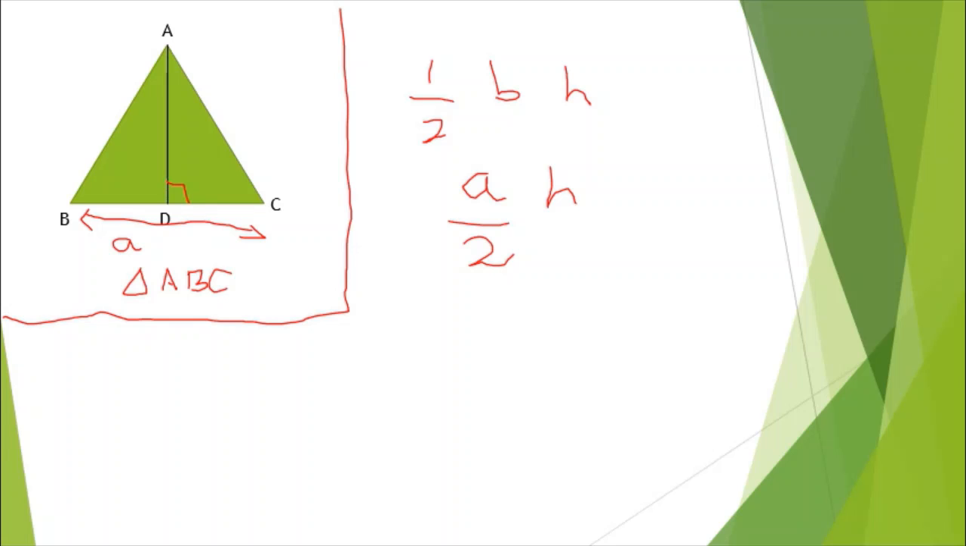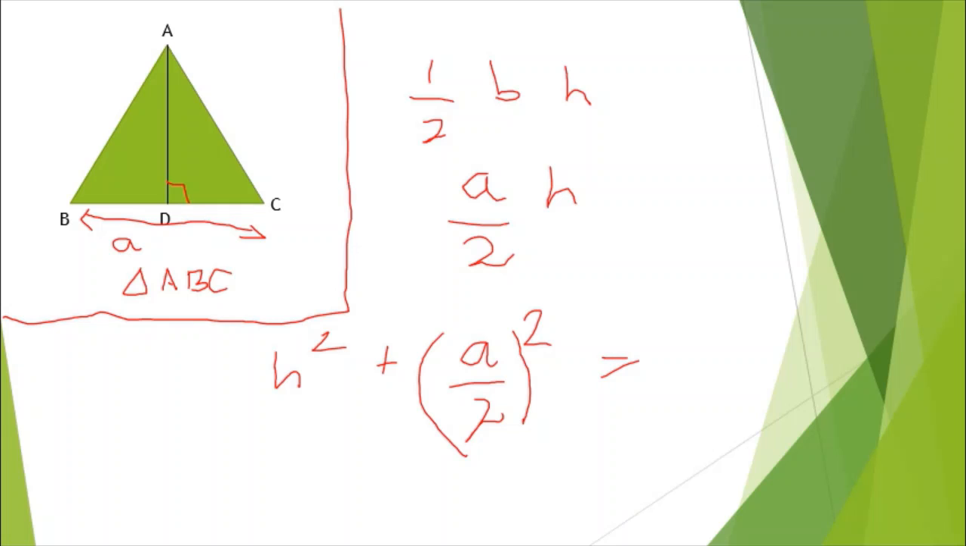We know AD square, which is height square, added with DC square. Now we don't know the value of DC, but we know that DC is half of BC because it is dividing the base into two equal halves. So DC is equal to BC by 2. BC is A, so DC will be A by 2. So A by 2 whole square, which is DC square, is equal to this.